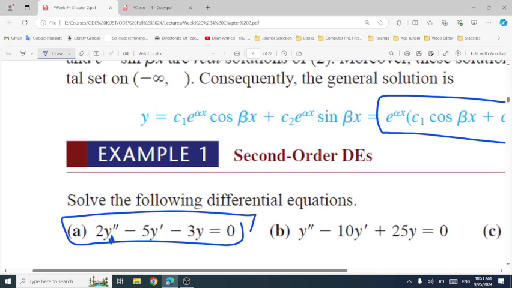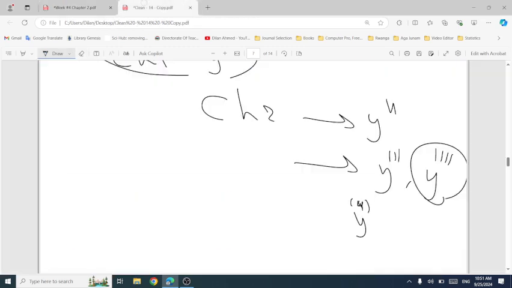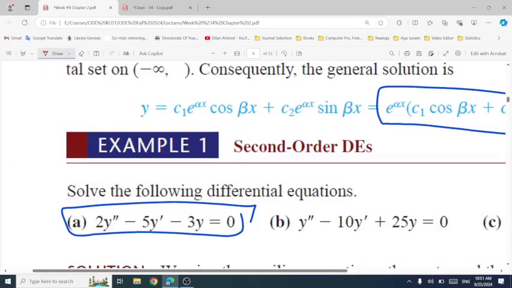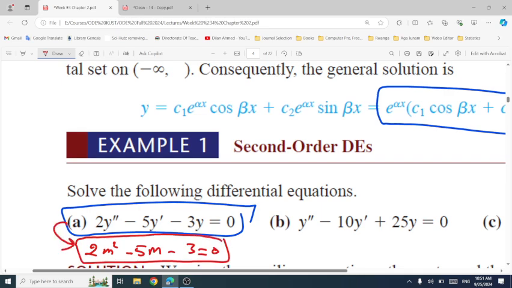We will start with the second order, like a quadratic equation. So I say I have 2, 5, 3. I'm going to change this equation to that auxiliary equation. I say 2m squared minus 5m minus 3 equal to 0. So we change our differential equation to this quadratic equation.